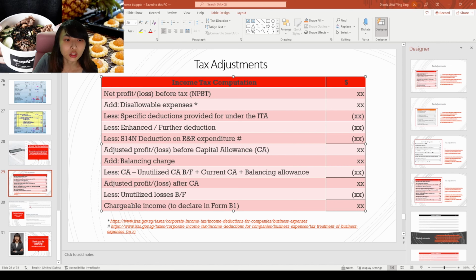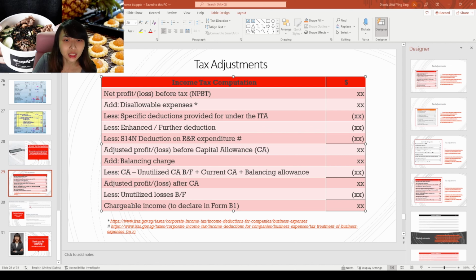Then you arrive at this thing called the adjusted profit or loss before capital allowance. Okay, so one of the disallowable expenses is the depreciation expense. So you need to add it back here. And then although you add back your depreciation expense, you can claim this thing called the capital allowance. Okay, so capital allowance, later I'll elaborate more on how you can claim capital allowance.